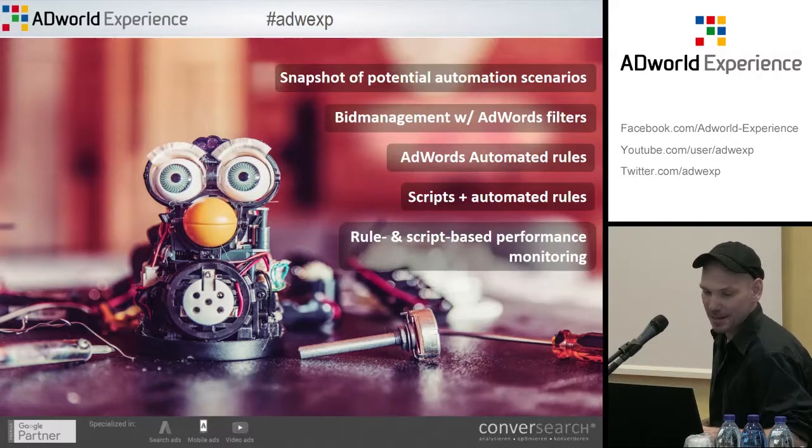In the next couple of minutes, I'm going to show you a snapshot of potential automation scenarios, but I'm going to deep dive especially into bid management with AdWords filters. I'm going to take you through the basic filters and show you how to automate those filters with automated rules, and in the end, let AdWords do the entire bid management for you. After that, I'm going to present some scripts that we developed, which help in manual bid management as well as assist the automated rules in AdWords. All right, can you follow? Good.